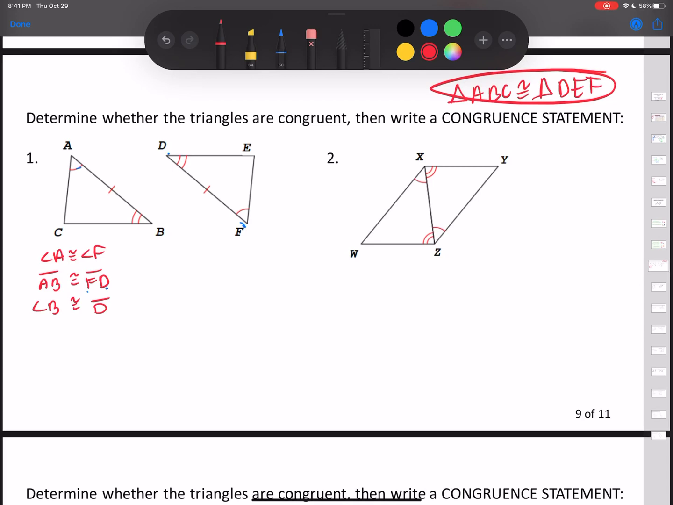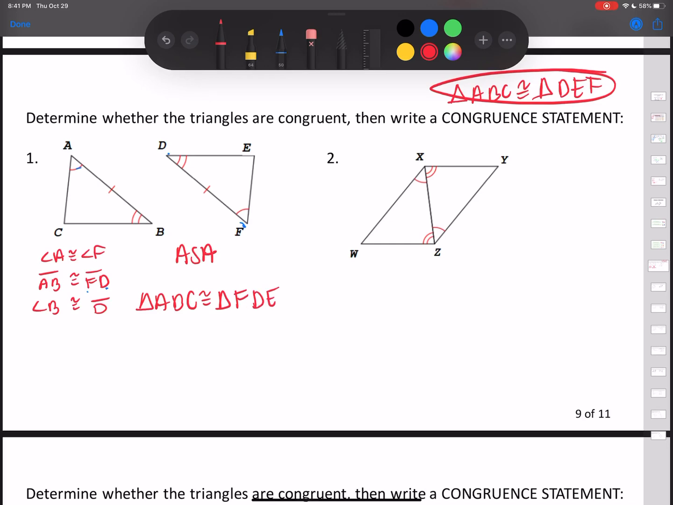So for this one, I do have a congruent triangle. It's by angle side angle, and I have triangle ABC. We name a triangle by the vertices, the triangle's angles, and it is congruent to triangle FDE.